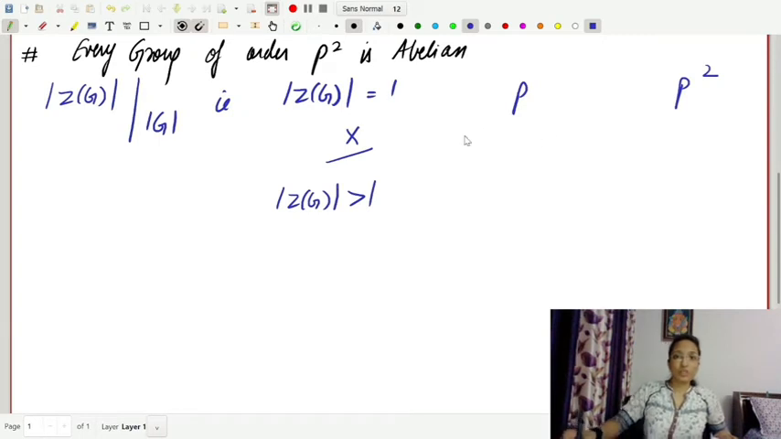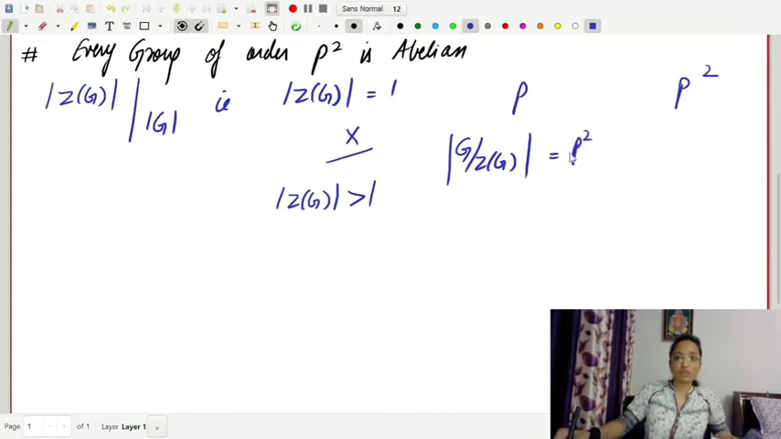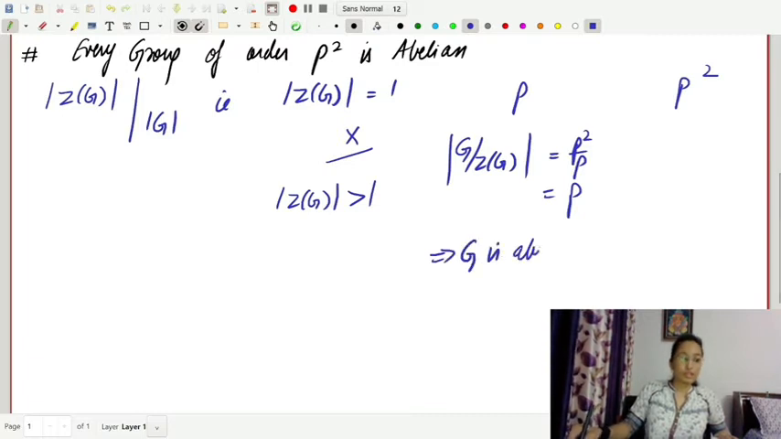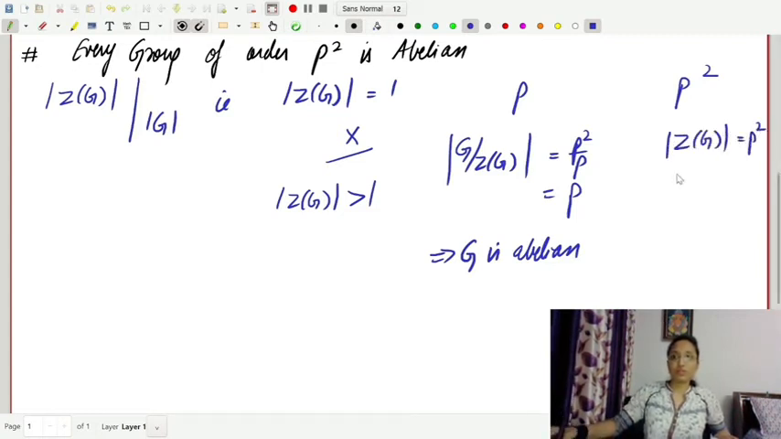If it is P, then G by the center of G is of order P square by P, that is P, which is prime, therefore G is abelian. Now if the order of the center of G is equal to P square, it implies G is equal to the center of G and hence G is abelian.